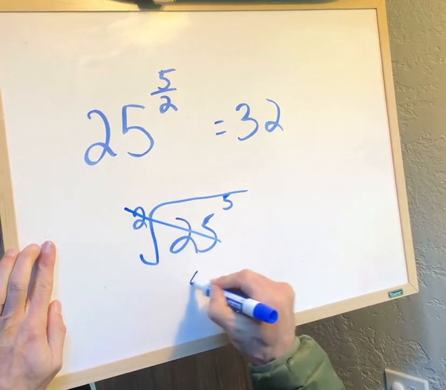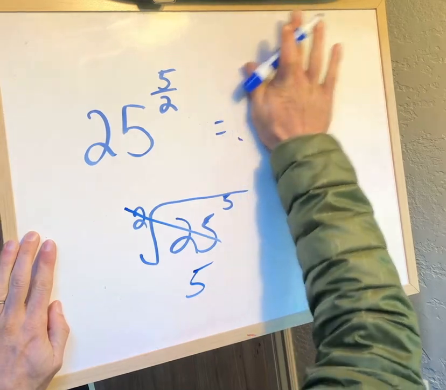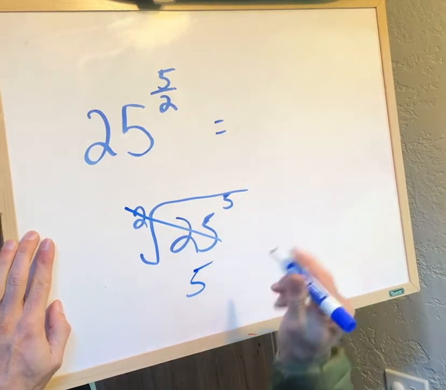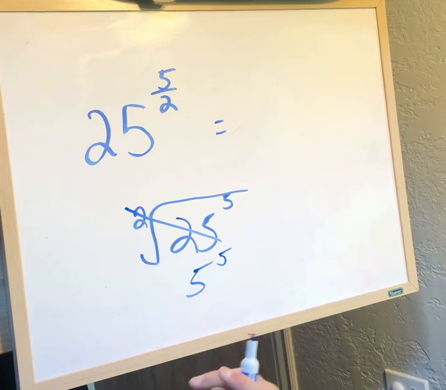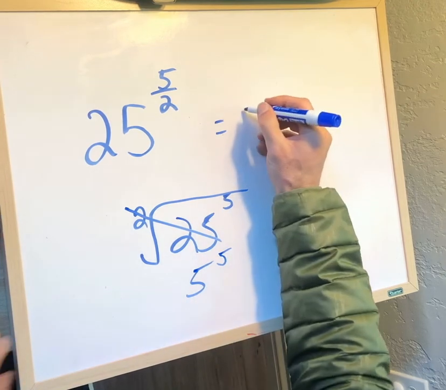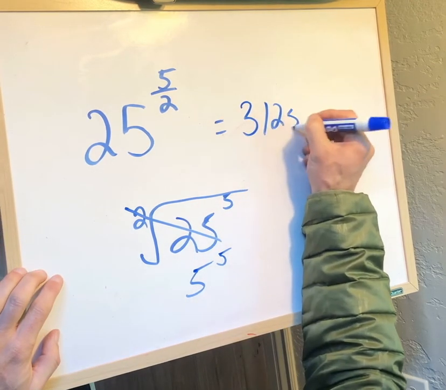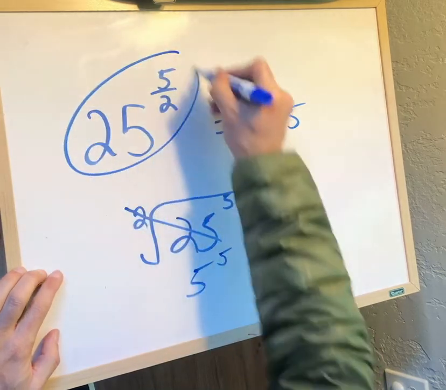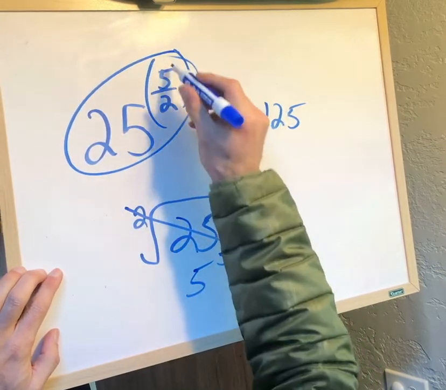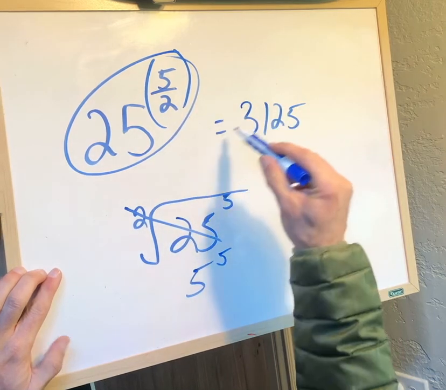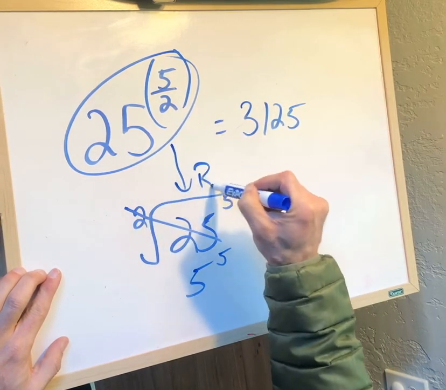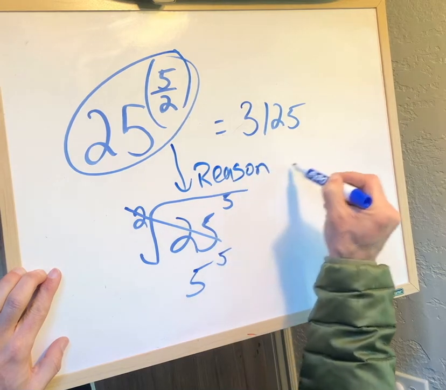The answer is 5. Oh, actually, sorry, it's not 32. It's much larger than 32. It's 5 to the 5th power. And 5 to the 5th power is equal to 3125. So if you were to do this on your calculator, 5 raised to the 5/2 power or raised to the 2.5 power, you're going to get 3125. And this is the reason why.